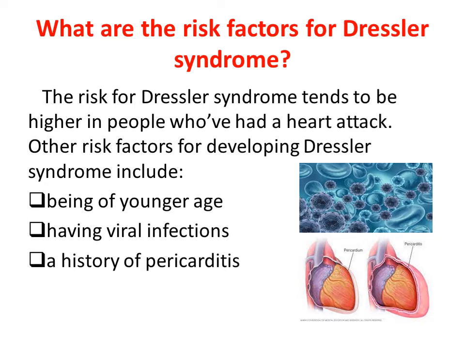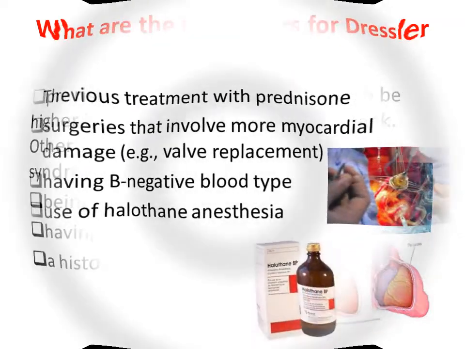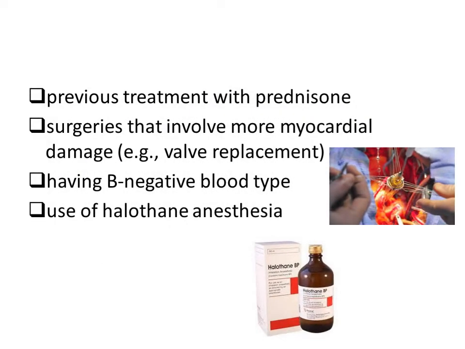So what are the risk factors of Dressler syndrome? It is higher in people who have had a heart attack, and other risk factors include younger age, viral infections, or a history of pericarditis, patients treated with prednisolone earlier, or any surgeries, mainly valve replacement surgery, patients having B negative blood group, and use of halothane anesthesia.